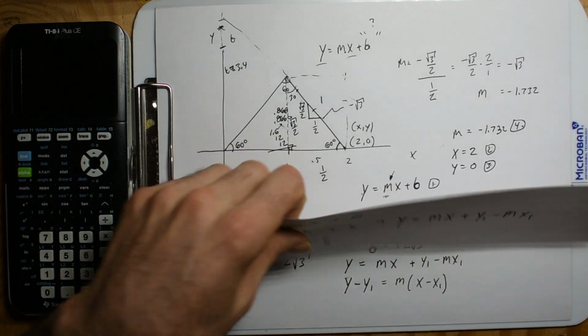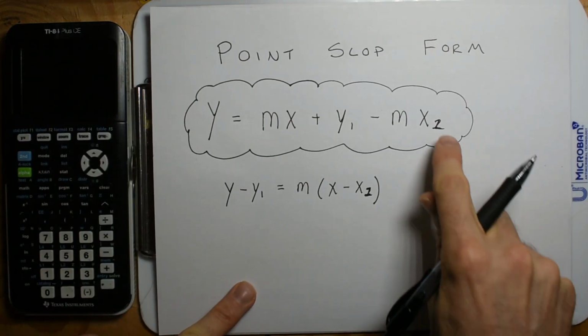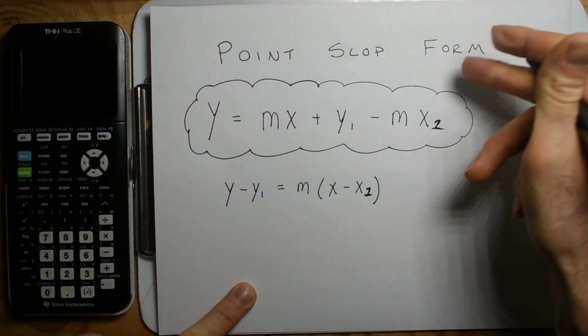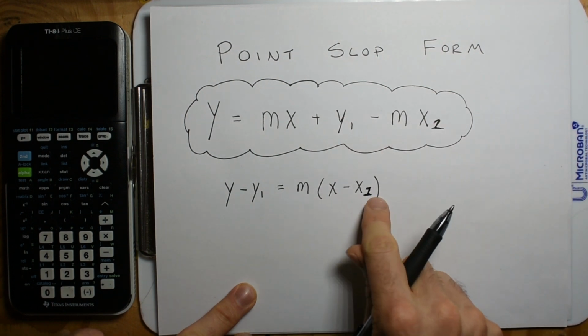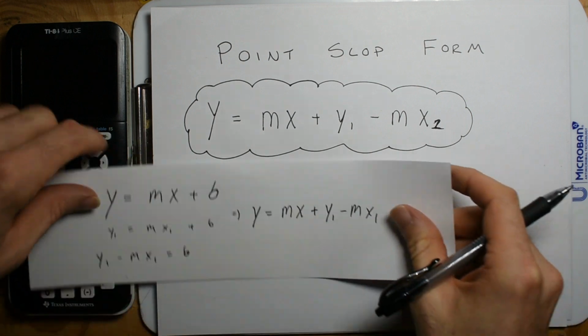And that was the whole point of this video. Sorry for the error right at the beginning. It's not two points, it's the point slope form. You just need one point. Sorry for calling that a two. So it's x1, y1, and that's the equation we get.